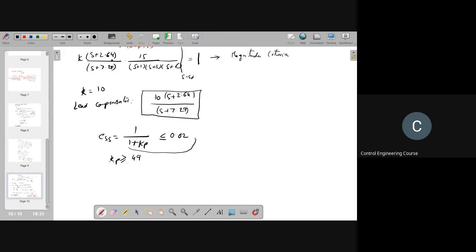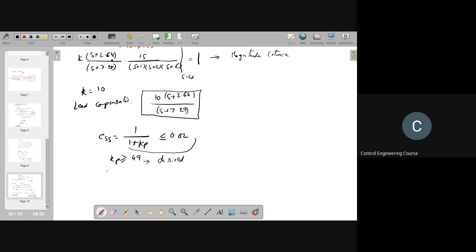So this is your desired Kp. They did not directly give the required Kp. In the previous example, they gave Kv directly, but here they gave the steady state error, so we need to calculate the desired Kp in this case by using this steady state criteria.